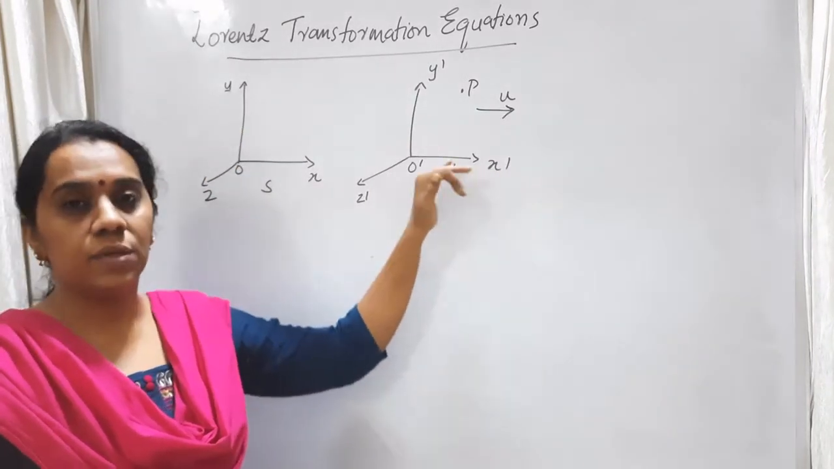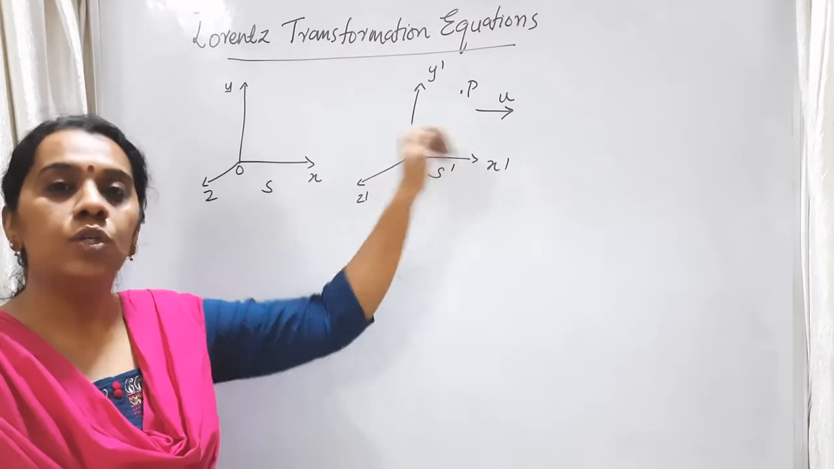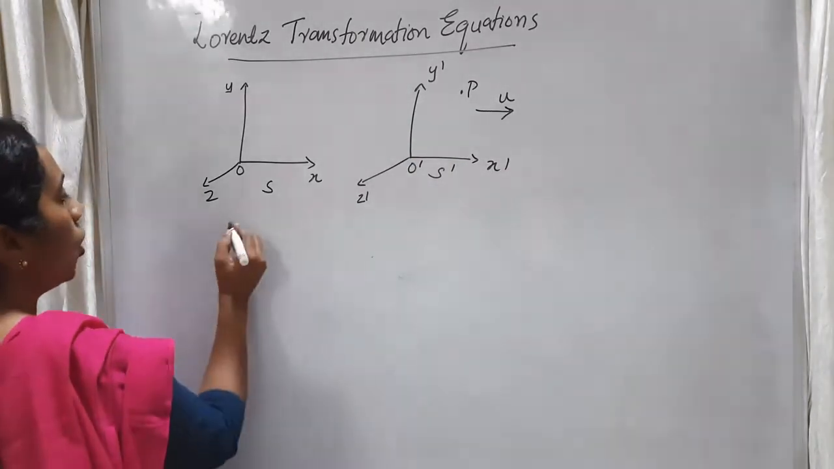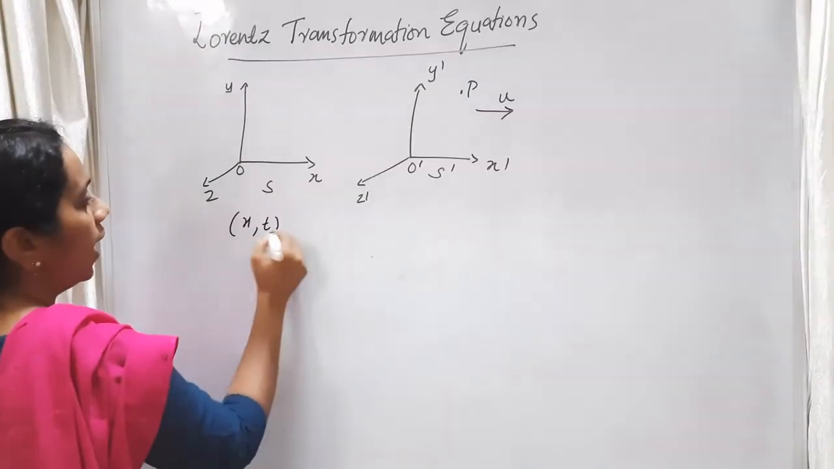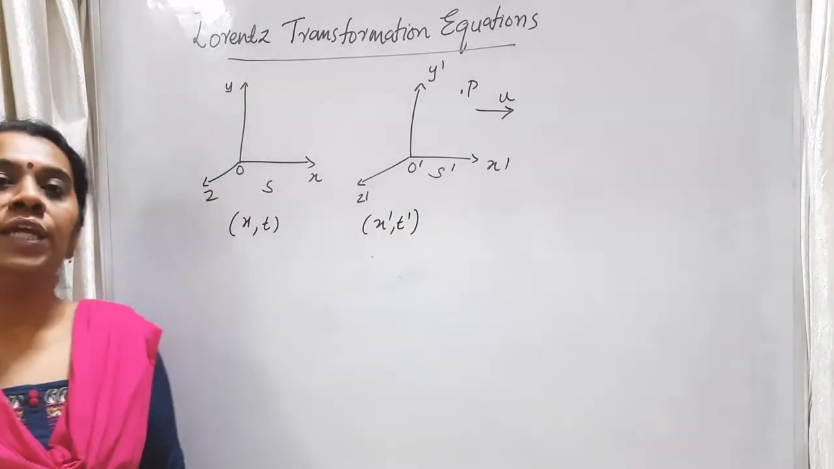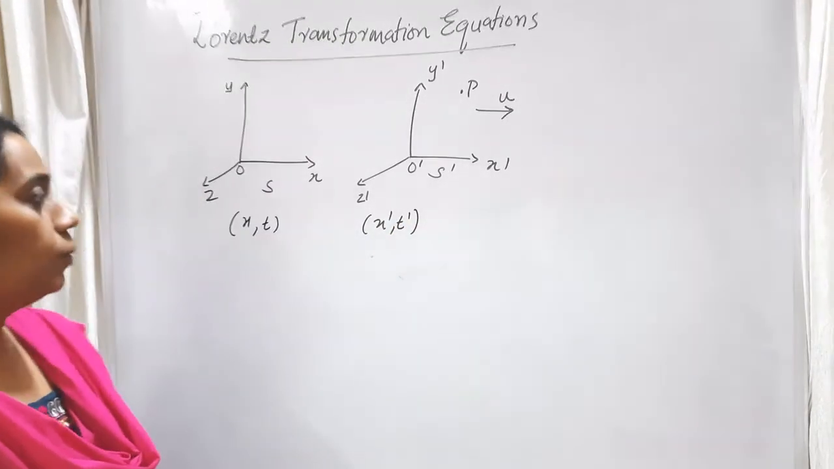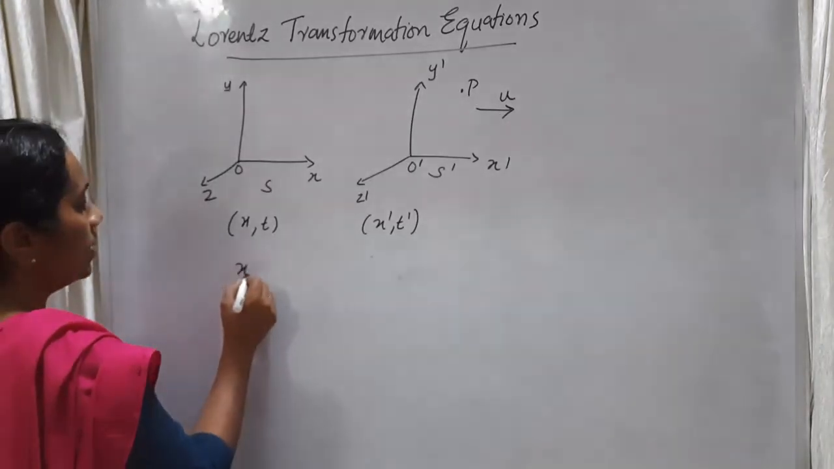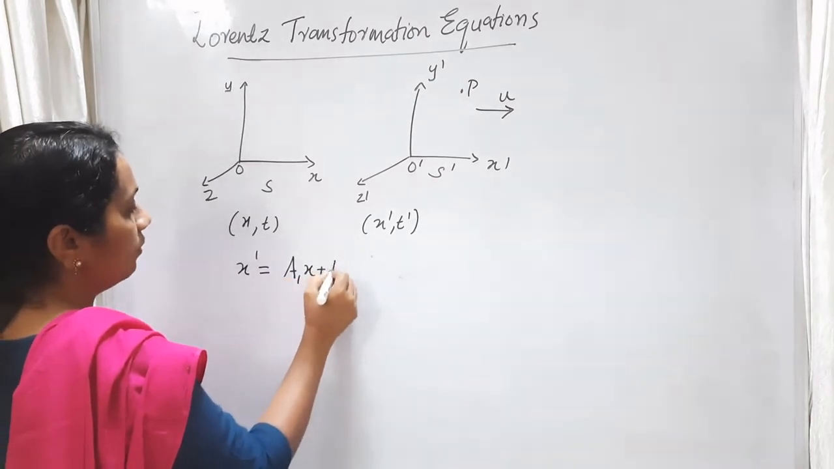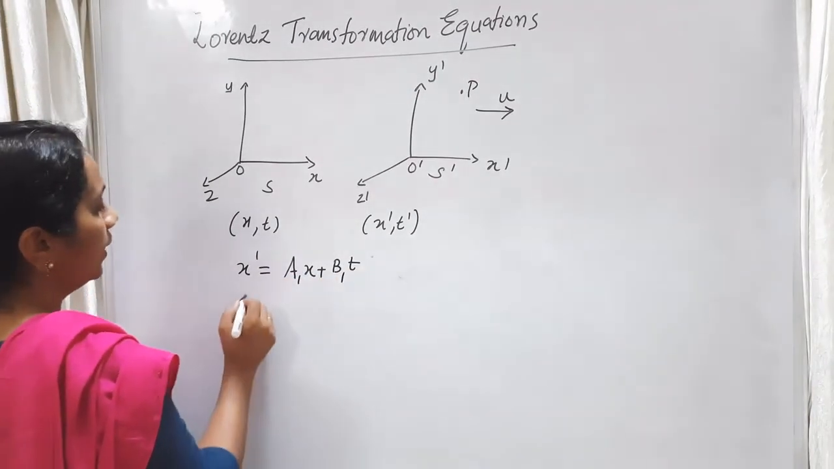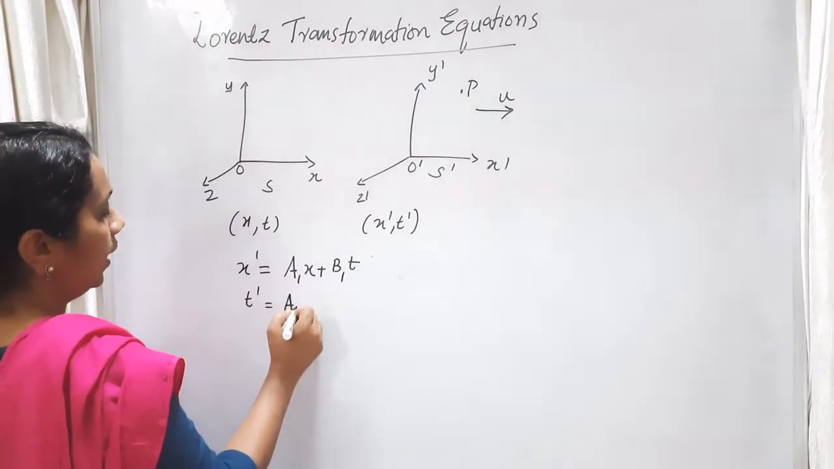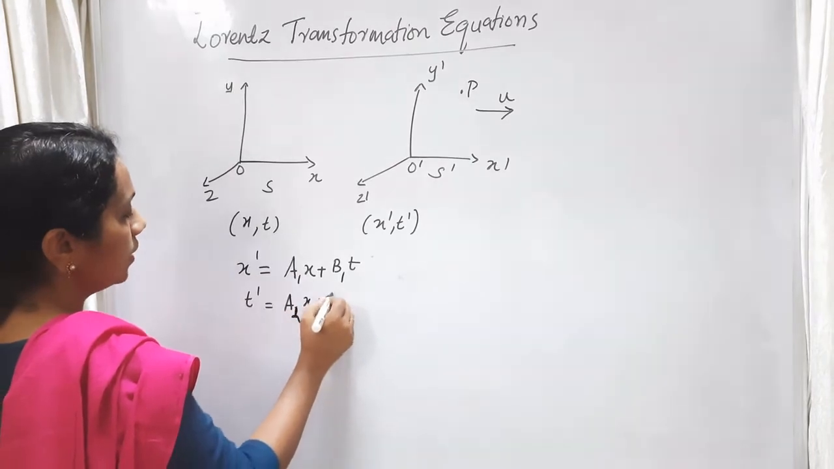Similarly, x dash as measured by an observer in the S dash frame should be a linear function of time t dash. So the two coordinates x, t and x dash, t dash must be related using some linear transformation. Let us assume that the linear transformation is x dash is equal to a1x plus b1t, and t dash is equal to a2x plus b2t.